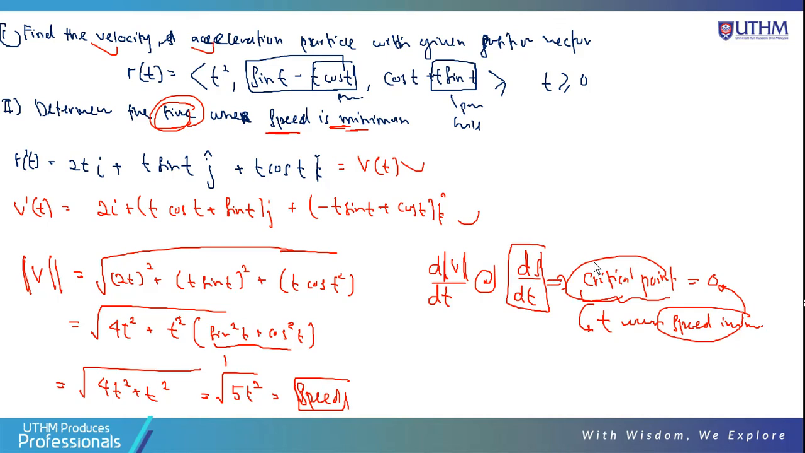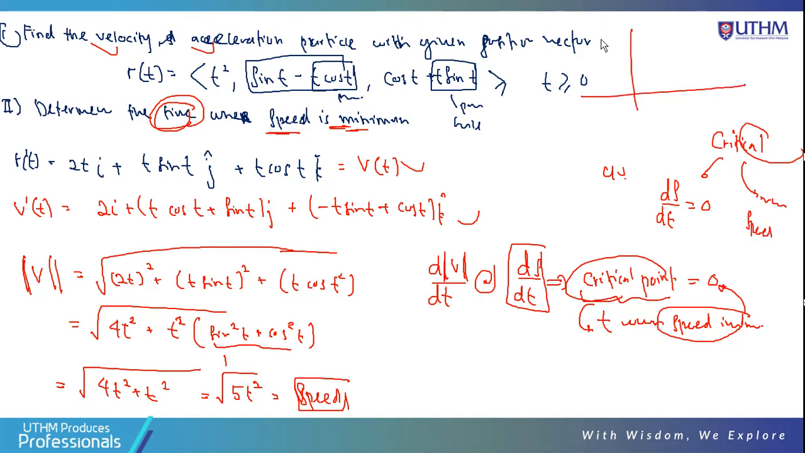So ds over dt equal to zero is the critical point. The critical point represents the minimum speed. If you plot speed against time, let's say you get a graph like this, this part represents the reducing of the speed. So to find when the speed is minimum, you need to find the critical point. So you differentiate ds dt.